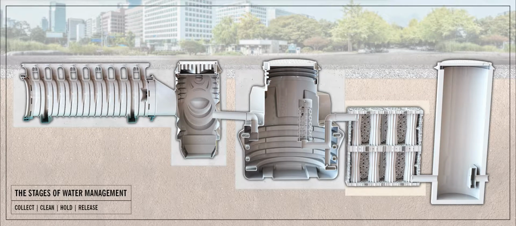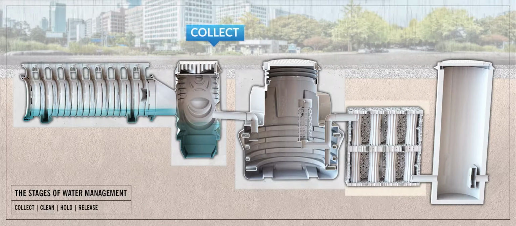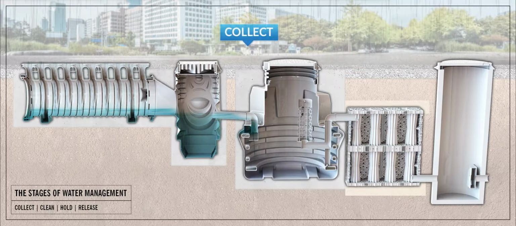ACO have an extensive range of products to manage surface water within almost any type of built environment. The collection and conveyance of water can be achieved through use of specialist channel drainage systems, from the very shallow right up to the high-capacity Q-Max units shown here.